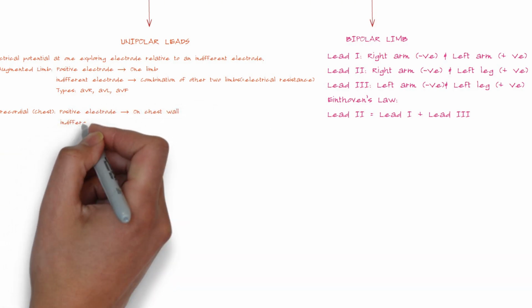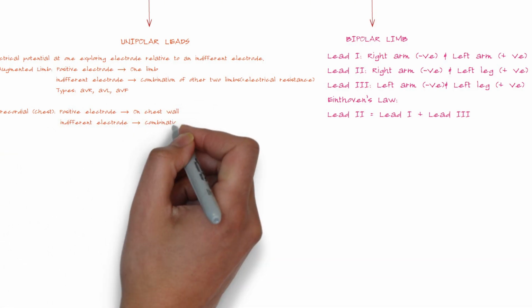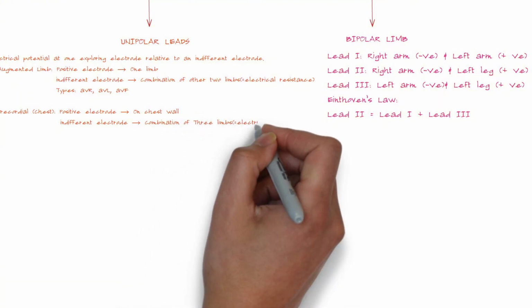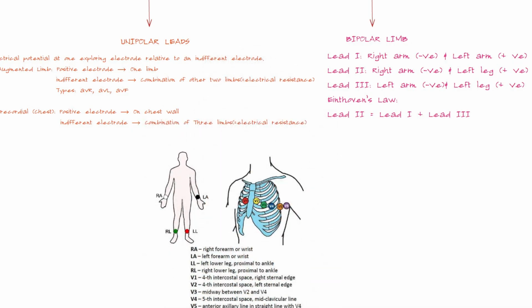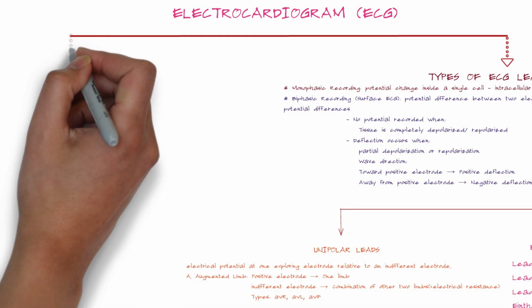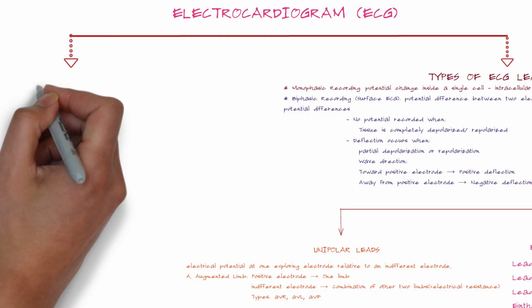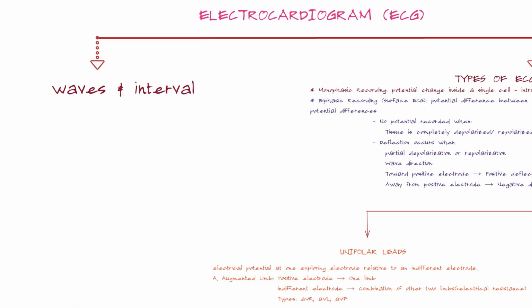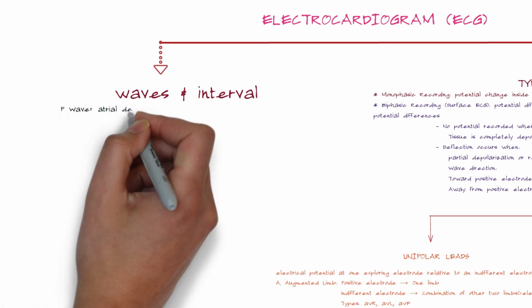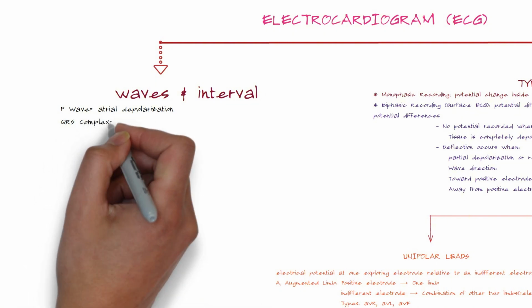The precordial chest leads are V1 to V6. The positive electrode is placed on the chest and the indifferent is the central terminal, formed from the three limb leads. Now the ECG waves and the intervals. The P wave represents the atrial depolarization, the QRS the ventricular depolarization, and the T wave the ventricular repolarization.